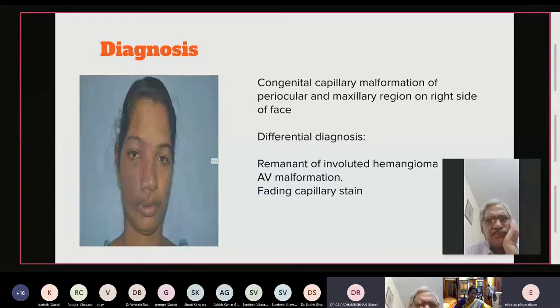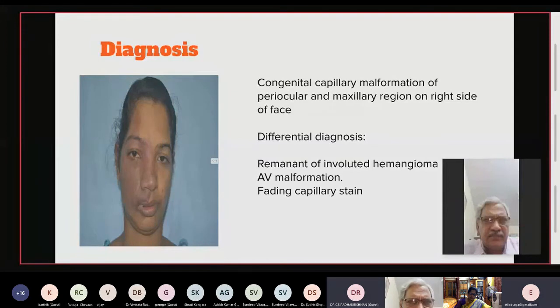Then what would you do? This suggests that there is some deep component, as the pulsed dye laser can only go up to 2 mm of the depth of the skin, sir. So we have to go further deep. We have to add a laser which goes deeper than the pulsed dye laser, so we can add Nd:YAG laser along with pulsed dye laser, sir.